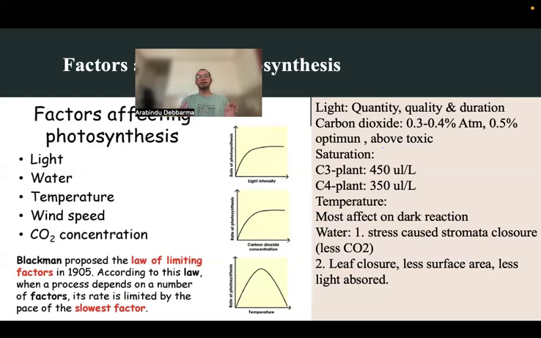Leaf closure: when the water gets dry, the leaf will get curled and the size of the leaf will become small and light exposure will become less, and hence it will also reduce the photosynthetic activity.